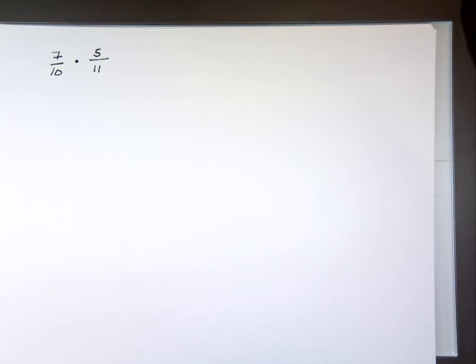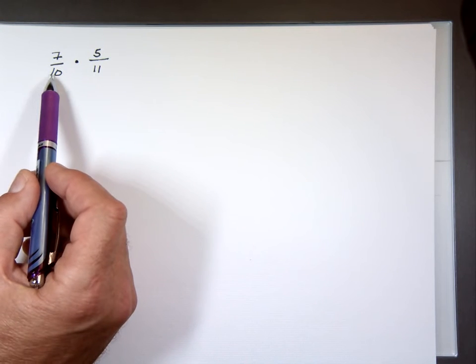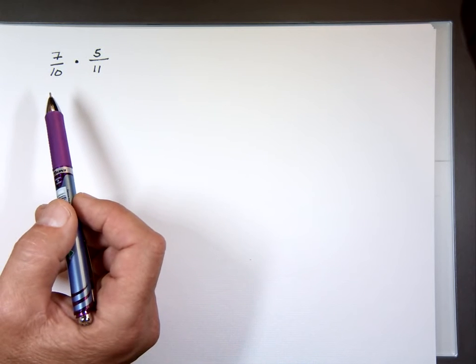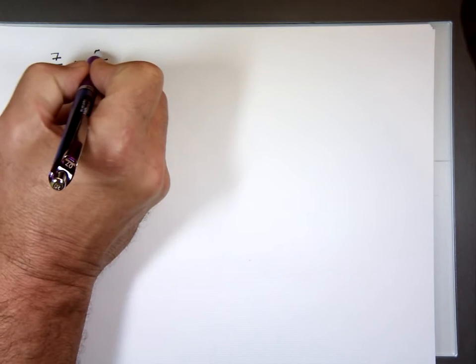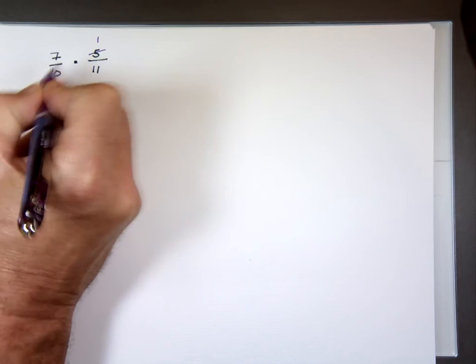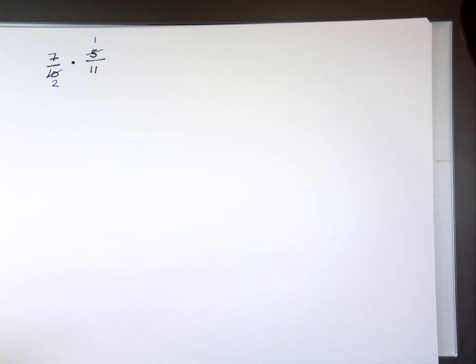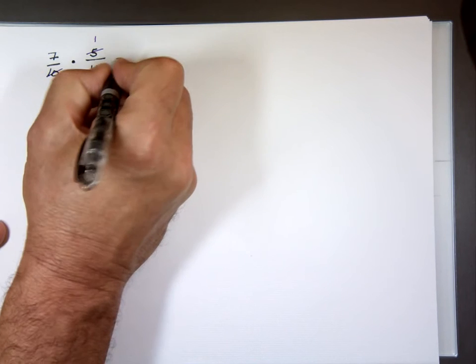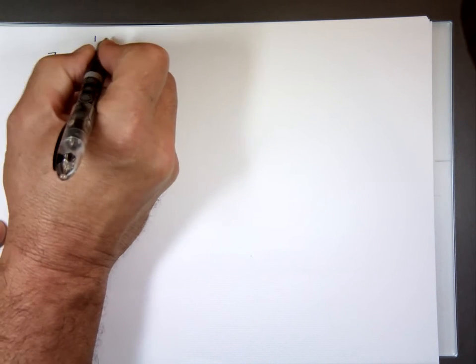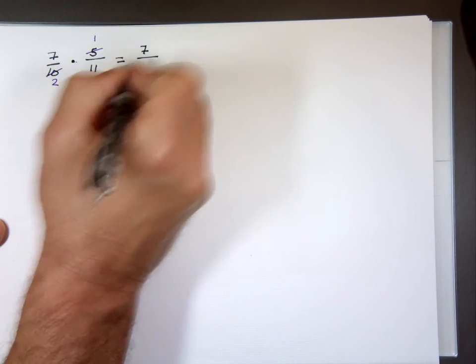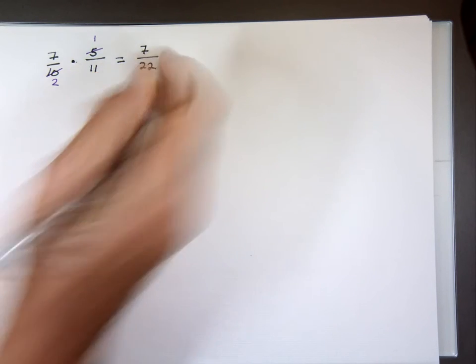What do you notice? You can divide by what? 2? Which one by 2? I can only divide this by 2, but not that one. Not that one. By 5. I can divide the top and bottom by 5. By 5, this is 1. By 5, this is what? 2. 10 divided by 5. So that's 7 times 1, which is what? 7. 2 times 11, 22.